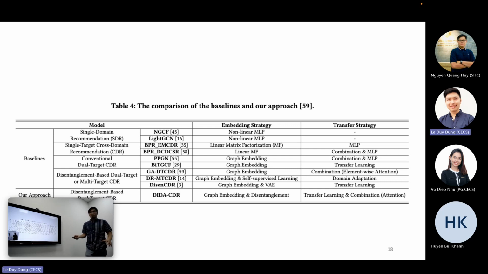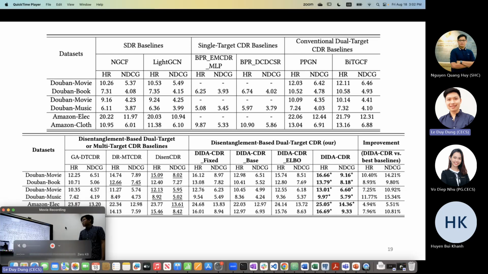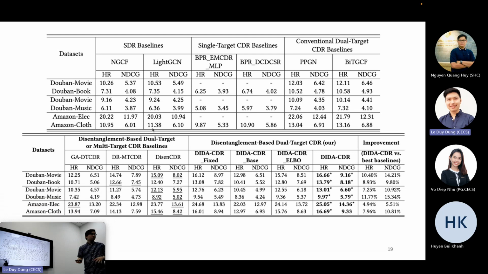They have a comparison between their approach and the baseline. The baseline from DCN or the single target domain is mentioned in the comparison, and then they put them together to get the comparison. So as usual, their approach is better than the baseline and the previous state of the art.